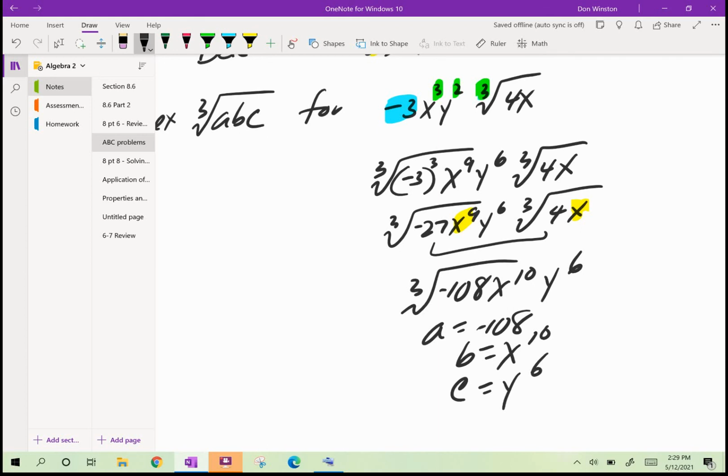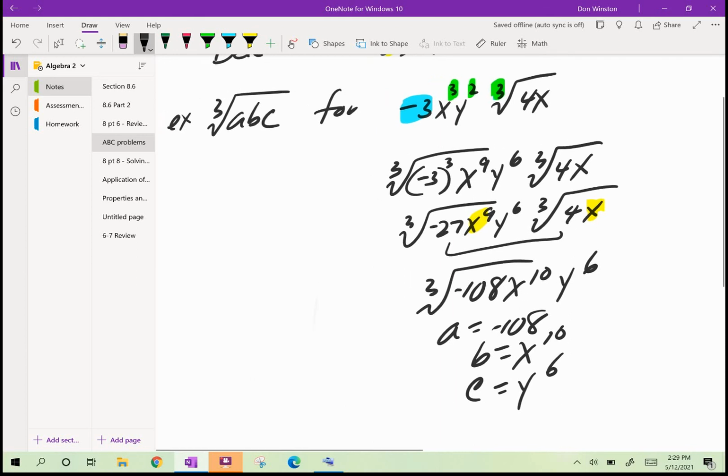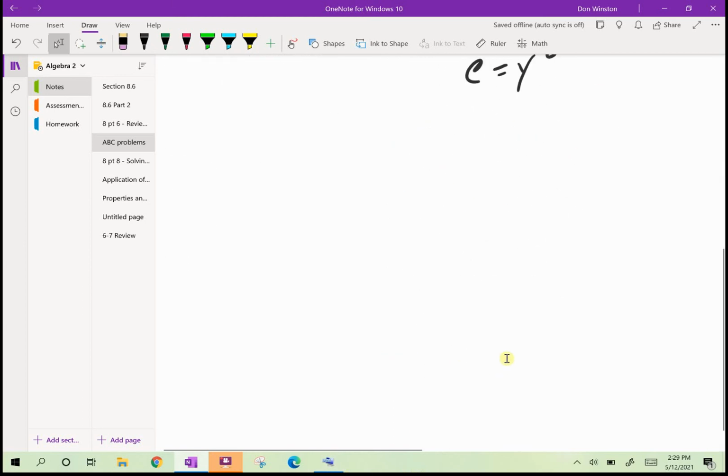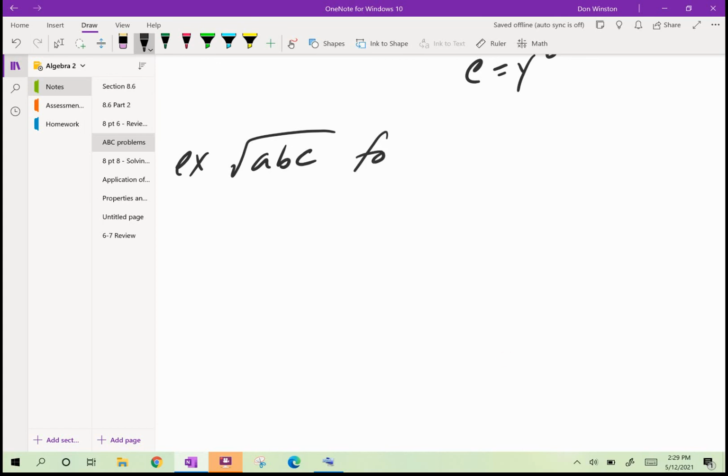Let's just do another one. But again, we're just reversing the process here. That's all we're doing, which is good, because if you can reverse the process, then you'll be able to simplify radicals. So again, another example. Let's say here I have the square root of ABC equals 5x cubed y squared times the square root of 5x.